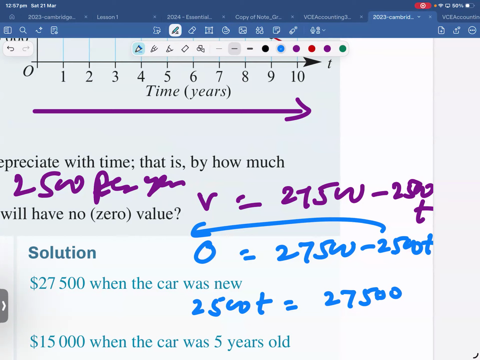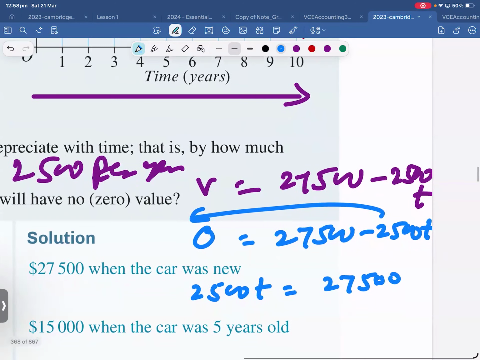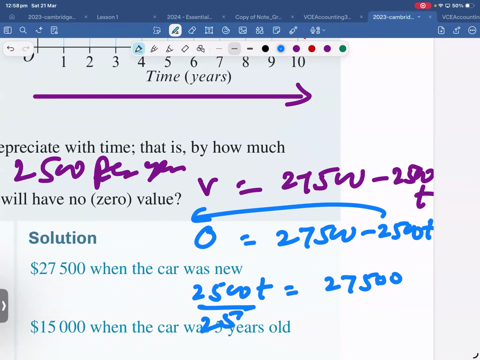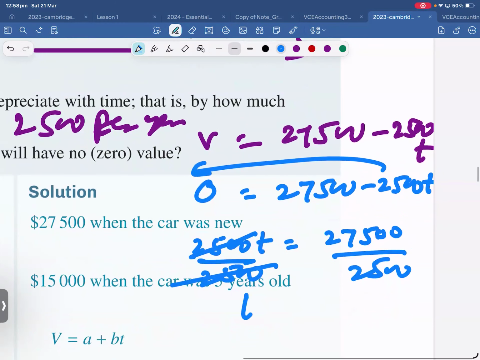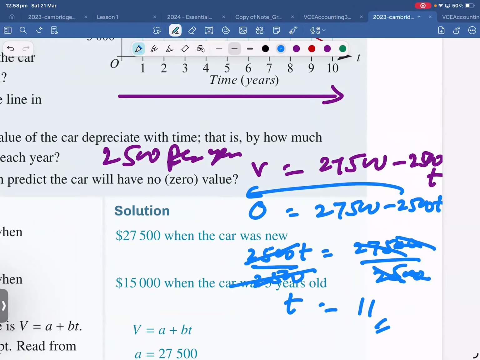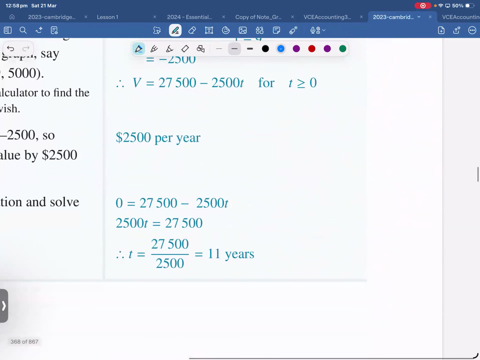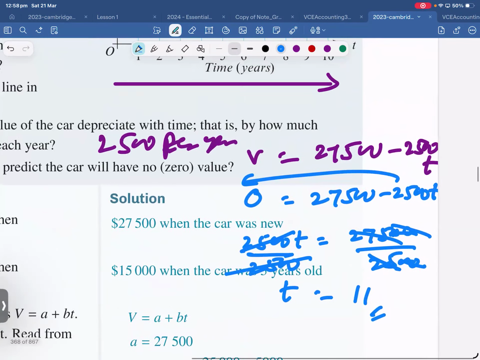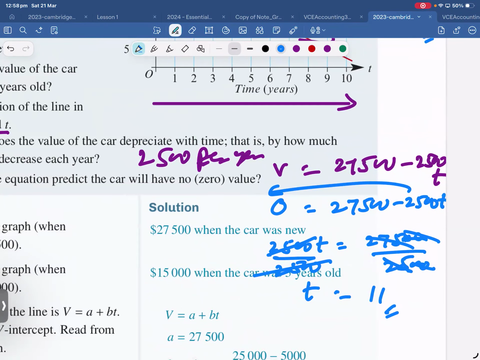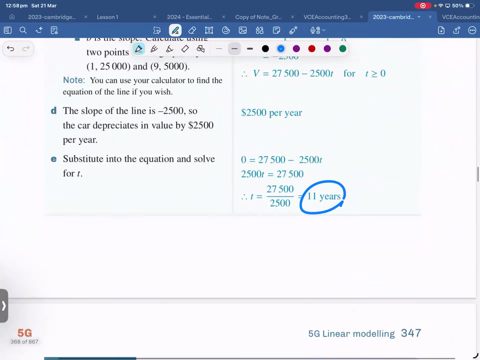Then 2,500 you can carry to the left hand side, then it becomes positive. Then to find T, you are dividing both sides by 2,500. This one goes into this, so what is left behind is T. Then two zeros going there. 25 goes into 275 eleven times. So after 11 years, this will be 0. Right? Good. You want to try this one?